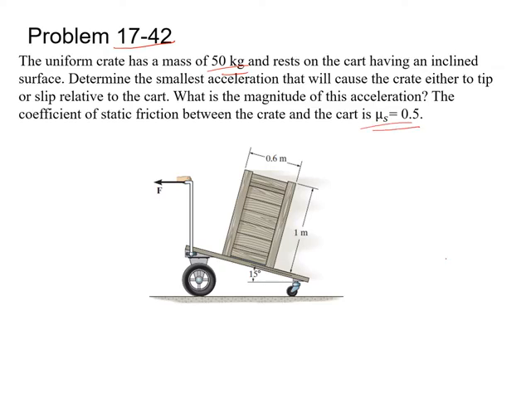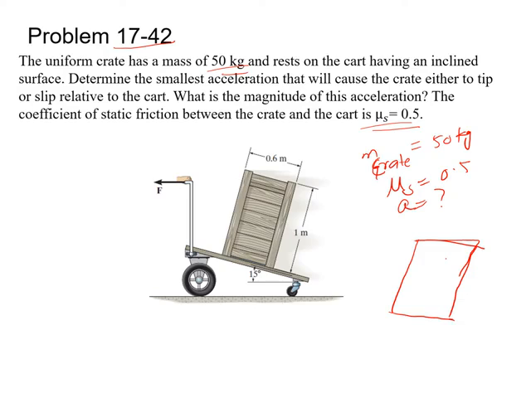In this case, given that the mass of the crate is 50 kg and the coefficient of friction is 0.5, we have to find the acceleration. The first step is to draw the free body diagram. Imagine that this is your crate, and this crate is making an angle of 15 degrees with the horizontal. On this crate, this is your point G. At point G the weight always acts vertically, so this one is your mg.